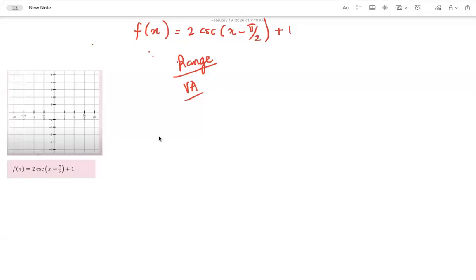Let's see. Is it infinity to 1 and 3? Yeah. Advika, I'm checking. Yes. How to write the asymptotes? Did you get the asymptotes? Pi by 2. Okay, that's right, Krish.